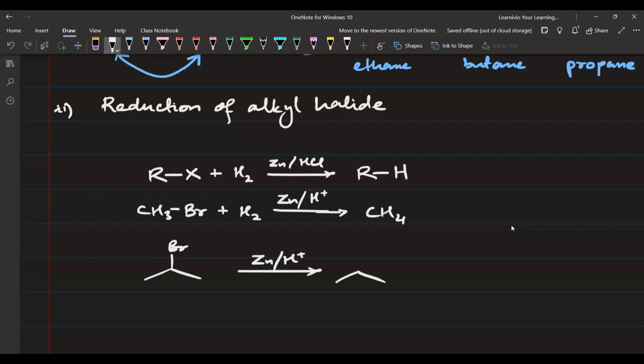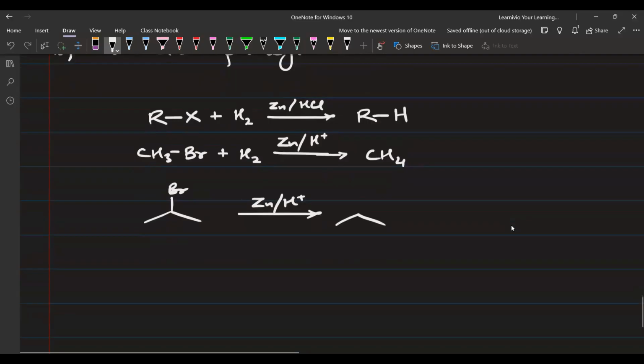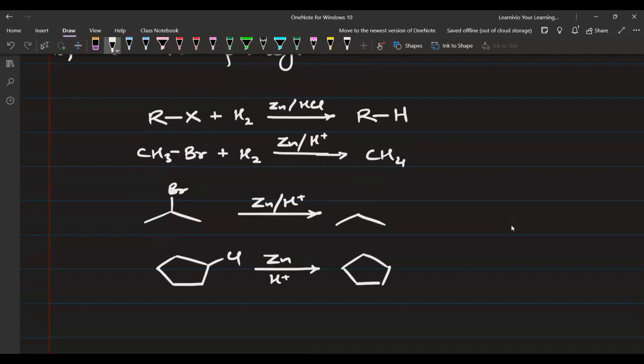Zinc and H plus, 3 carbon atoms. Does it make sense? Yes or no? Please tell me, guys. Yes, sir. बस आपको हाइड्रोजन हटाते चला जाना है. यहाँ पे लेट सपोज यू हैव क्लोरीन, zinc plus in the presence of HCl. Simple. Does it make sense? Yes or no? Yes, sir.